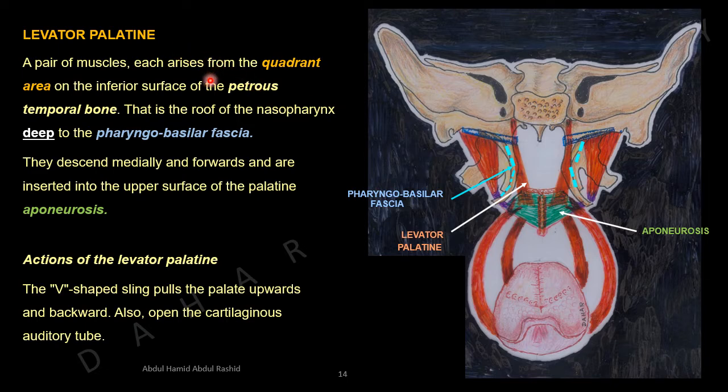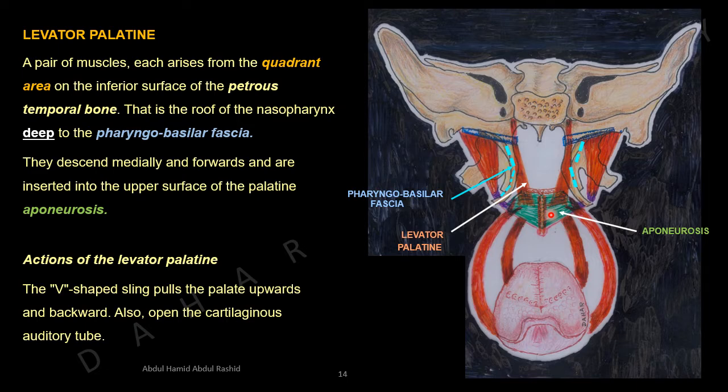Each levator palatini muscle arises from the quadrangular area on the inferior surface of the petrous temporal bone. I have mentioned this one in the earlier slide. That is from the roof of the nasopharynx, deep to the pharyngobasilar fascia. The pair of muscles descend medially and forwards and are inserted into the upper surface of the palatine aponeurosis.